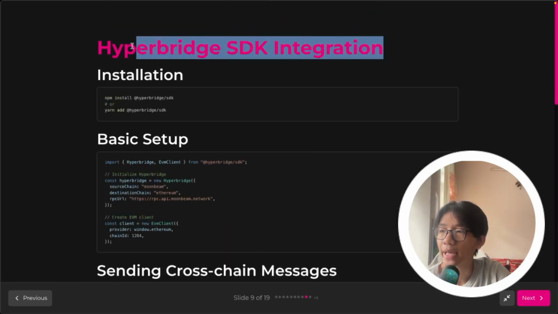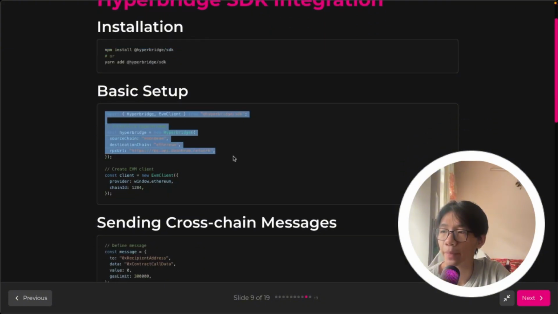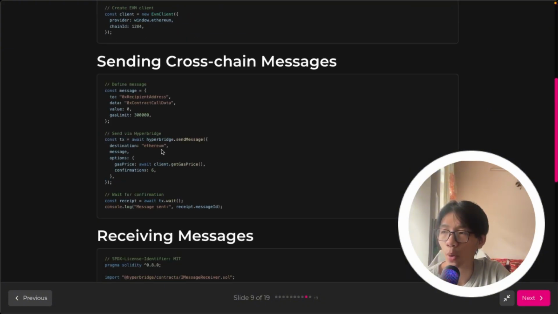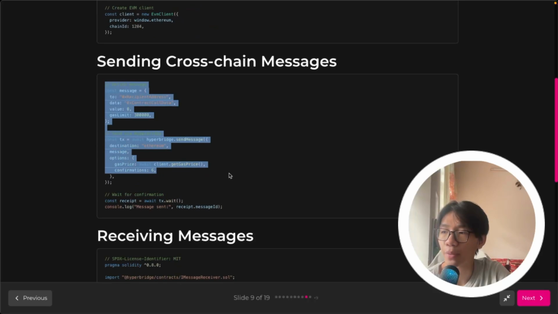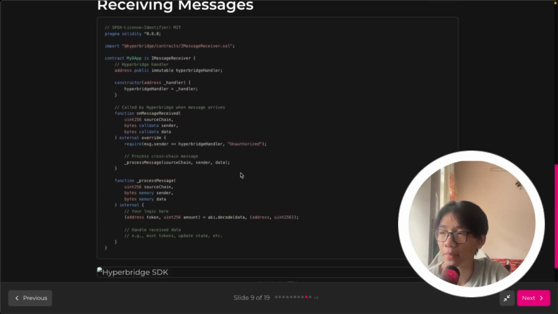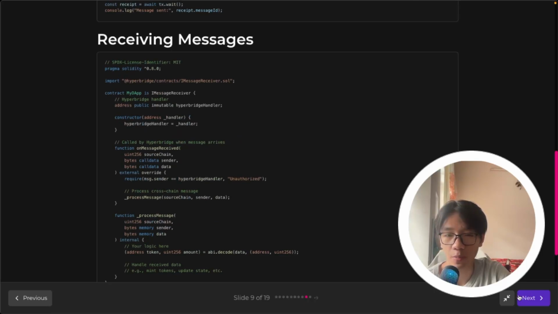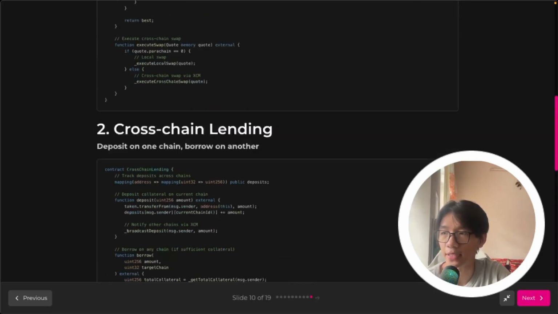For the Hyperbridge SDK integration, you're going to install the Hyperbridge SDK. The basic setup is that you connect Hyperbridge to one of the chains, and you can send the cross-chain message directly to the Hyperbridge client. You can also receive the message directly in Solidity, where you call the process message method, which calls the IMessageReceiver of Hyperbridge, and in that way you can handle the cross-chain message sent to the smart contract directly in Solidity.